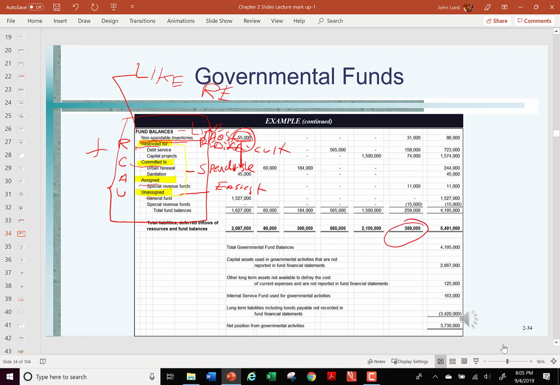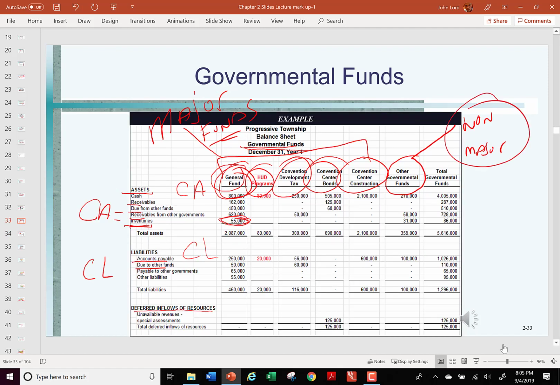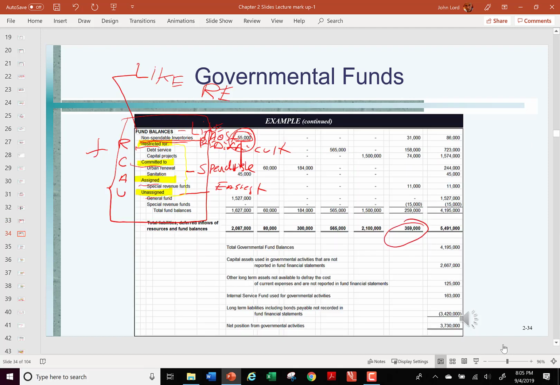Okay. Now, if you go back up to the balance sheet, do you see inventory is 55,000? Do you see inventory 55,000? Who keeps saying no? Inventory 55,000, non-spendable 55,000. Same number, right? 55,000. Okay.